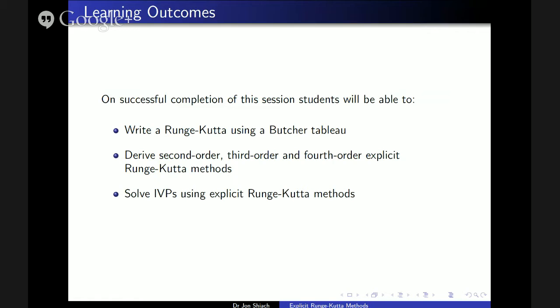By the end of today, we'll be writing Runge-Kutta methods using what's called a Butcher tableau. This is just a method which makes it easy to write down Runge-Kutta methods. It's kind of like a shorthand. We'll be looking at derivation of 2nd, 3rd, and 4th order explicit Runge-Kutta methods. Finally, we'll be looking at solving initial value problems using these explicit Runge-Kutta methods.